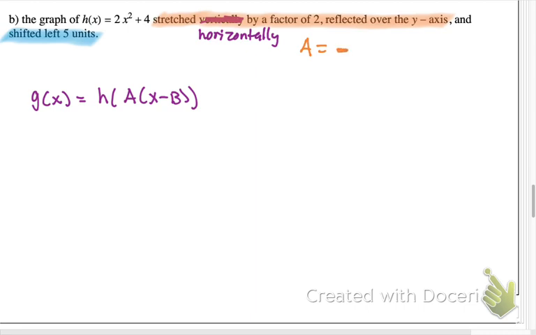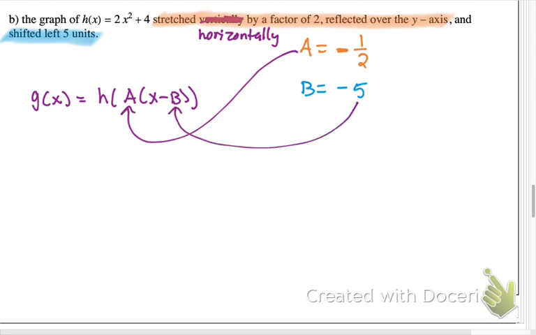And then ignoring the negative, the value of A, whenever we stretch horizontally by a factor of 2, is the reciprocal of our scaling factor. And then capital B... the last step is shifting left 5 units, so capital B would be minus 5. Now, these two are going to plug in over here. We're just going to be plugging negative 1/2 in for A and negative 5 in for B. Notice for b, when we do x minus b, that would be x minus negative 5.